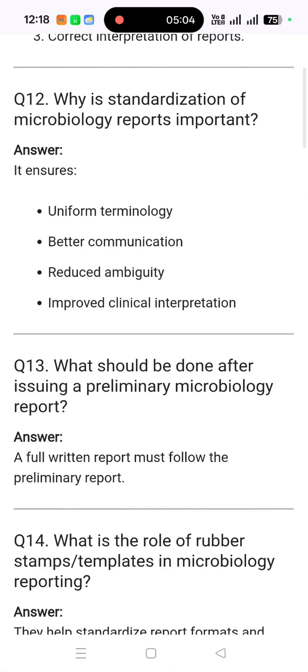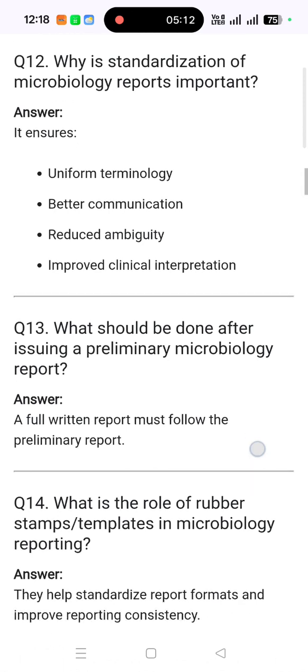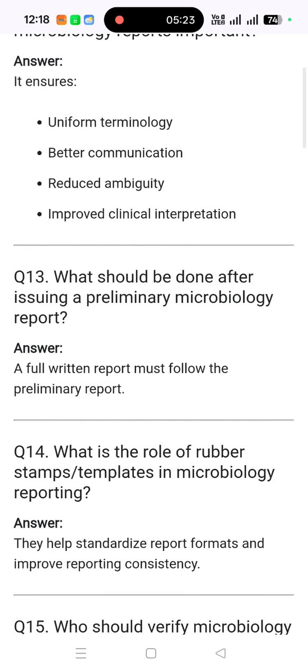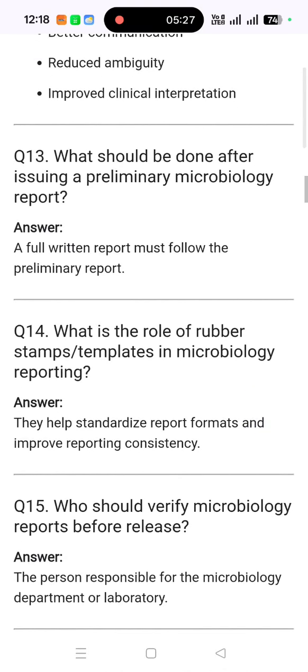Why is standardization of microbiology reports important? It ensures uniform terminology, better communication. So standardization is important. You should not use different words for different things. So uniform terminology is important, better communication is important, reduced ambiguity, improved clinical interpretation.